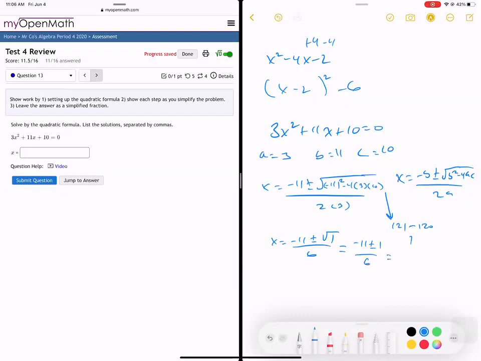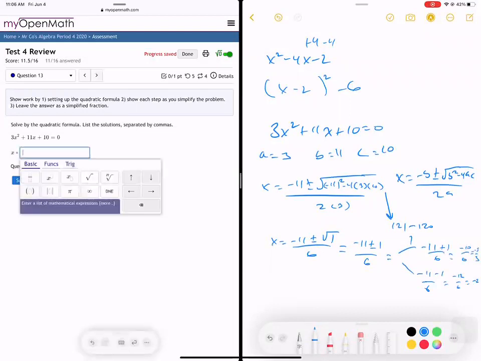And then we want to separate this into two versions. Negative 11 plus 1 over 6. Negative 11 minus 1 over 6. We end up with negative 10 over 6, which reduces to negative 5 over 3. And negative 12 over 6 is just negative 2. And these are our two answers.